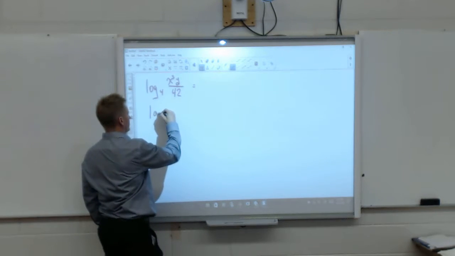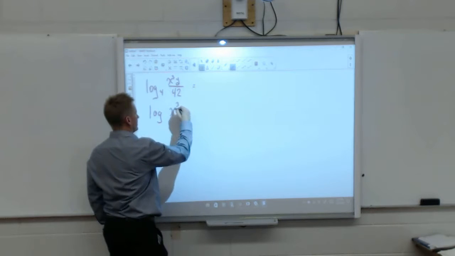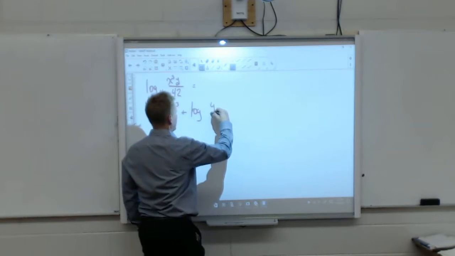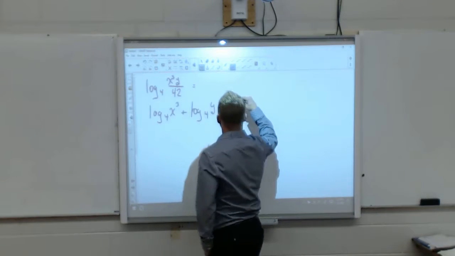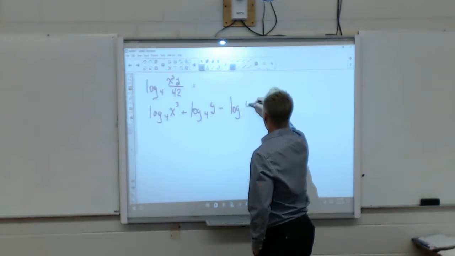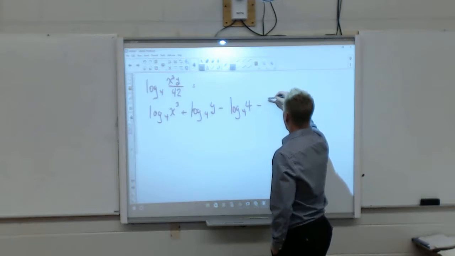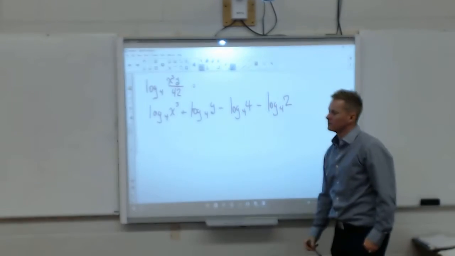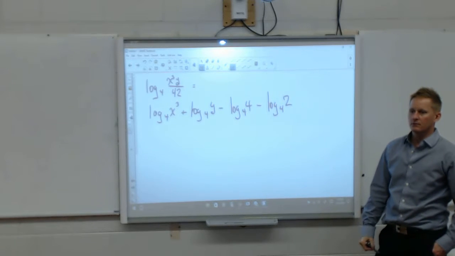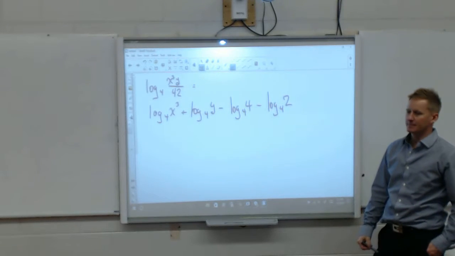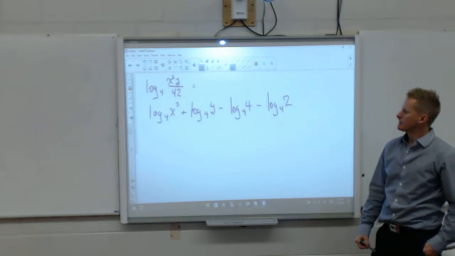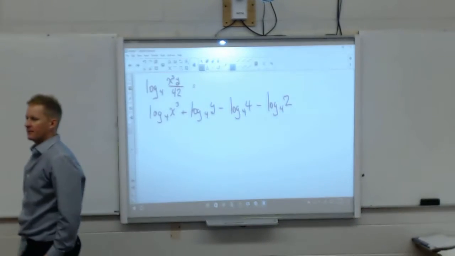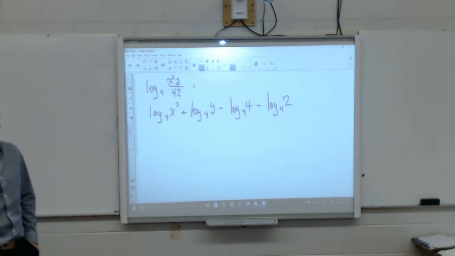I'm going to have the log of x cubed base 4 plus log of y base 4 minus the log of 4 base 4 minus the log of z base 4. Okay? So if it's on top of the fraction, I'm adding it. If it's on the bottom of the fraction, I'm subtracting it.